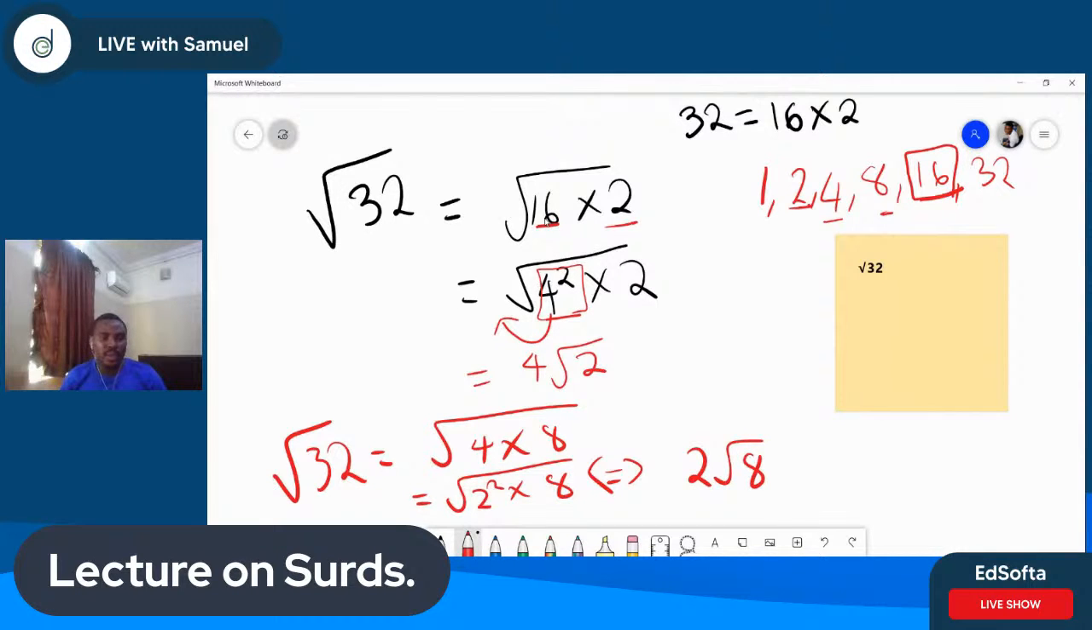Hope we all understand. Hope we are following. So let's move on. That's how to reduce a surd to its simplest form. Let's take a look at another one.